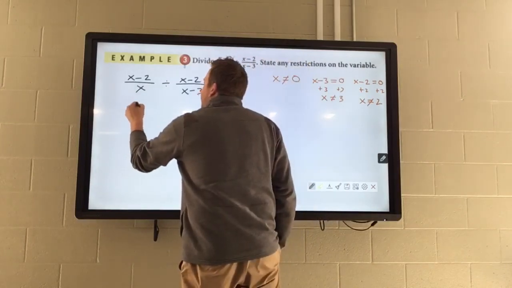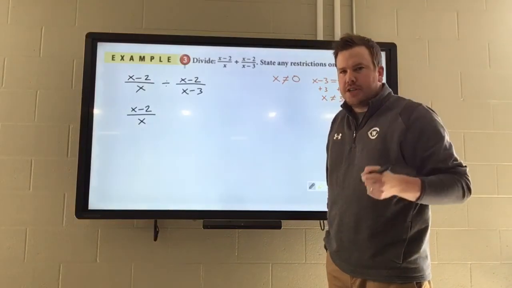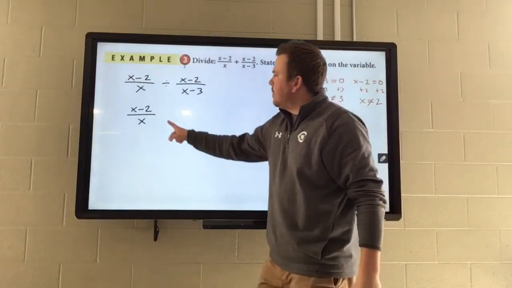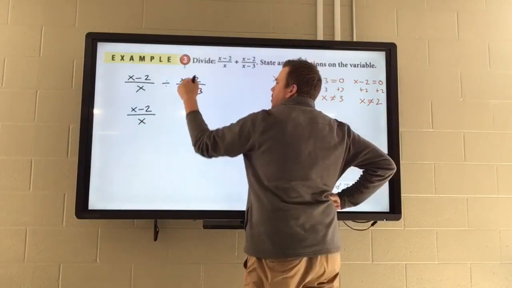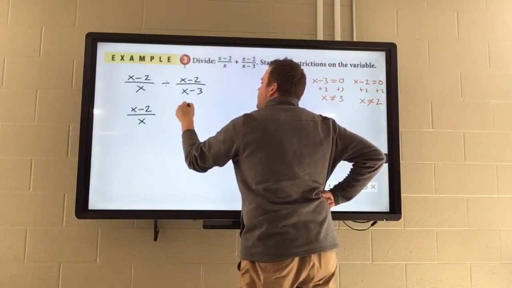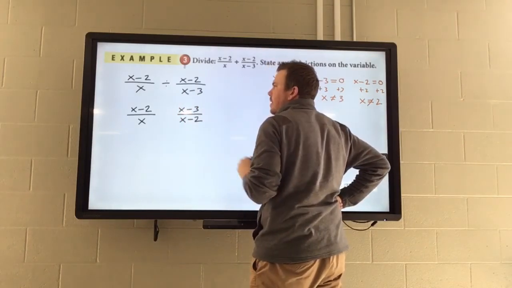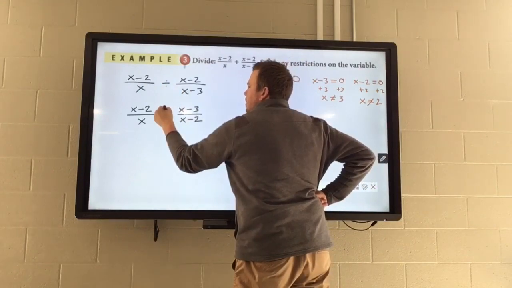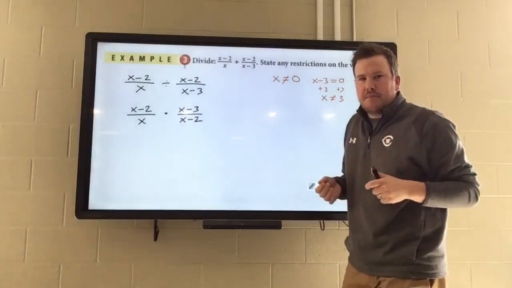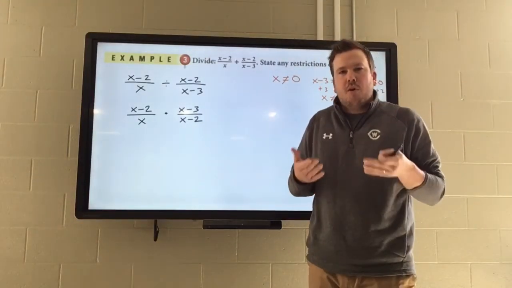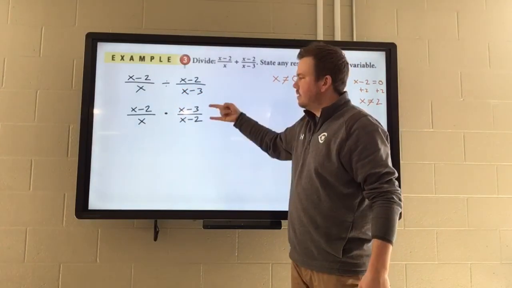Now, if you remember, when we divide a fraction, we do that keep, flip, change thing, all right? Keep. The first fraction, we keep just how it is. Flip. We flip the second fraction. So this will now be x minus 3 over x minus 2. And then change, we change this from division to multiplication. Keep, flip, change. Another way to think about it is instead of dividing, we multiply by the reciprocal. So we change this to multiplication, and then we make this the reciprocal.